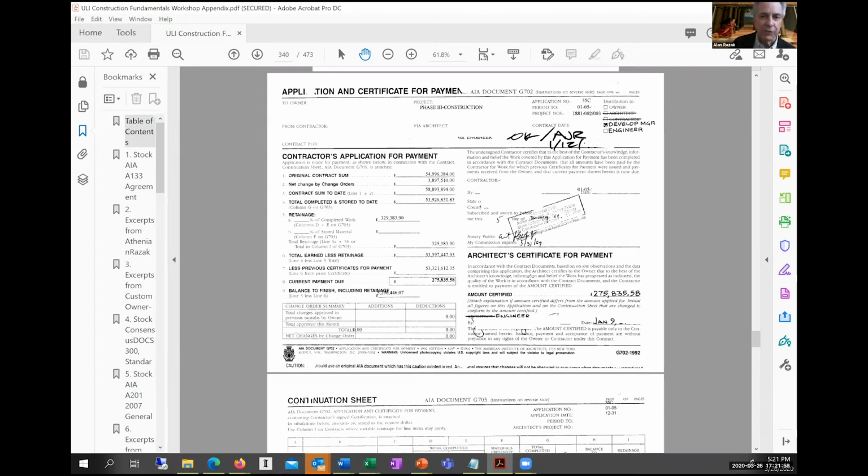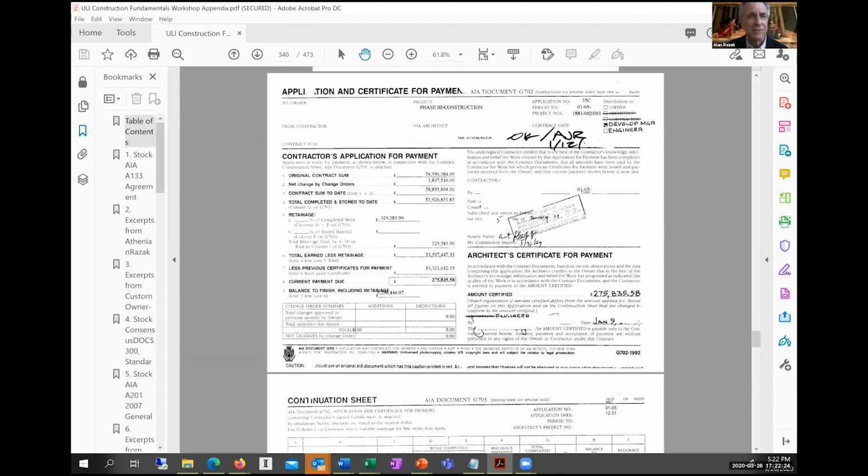So that's the cover sheet. It's that pure and simple. The only other thing I want you to look at here is in the lower right-hand corner. What you actually see in the middle of the document right here, if you can see my pointer, is a stamp. That's the architect's stamp. And it is certification by the architect to the thing that's right underneath here, the architect's certificate for payment.